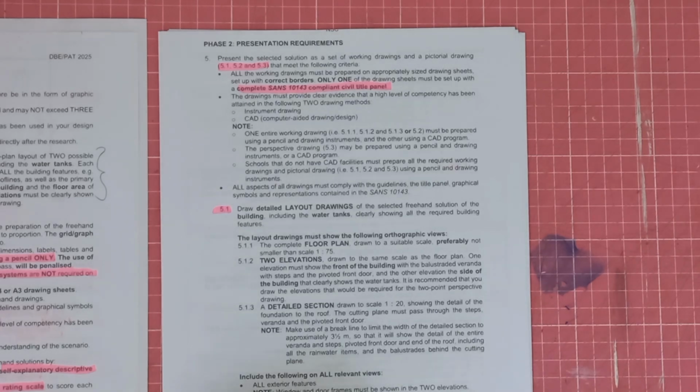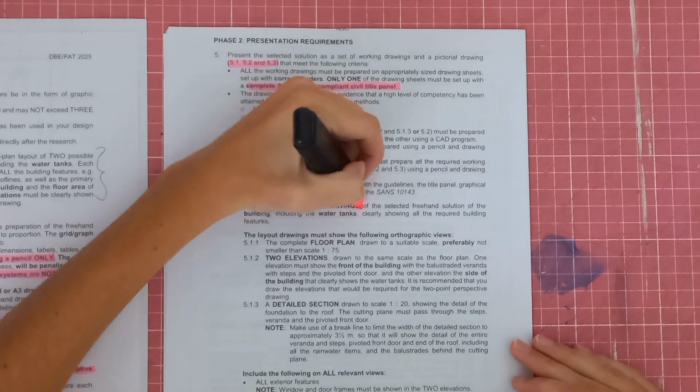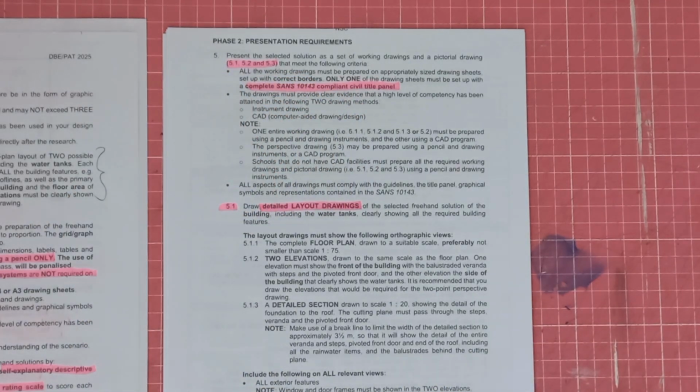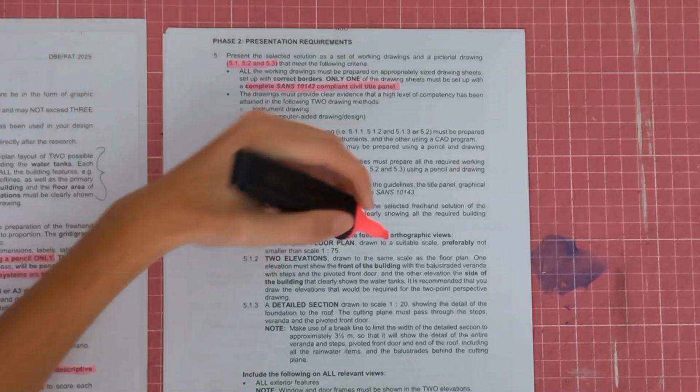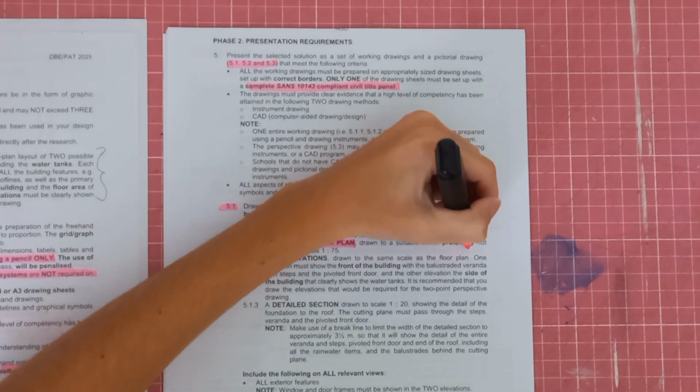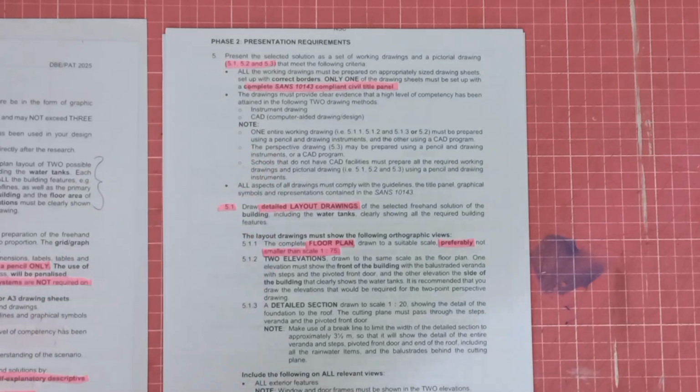Okay. Draw detailed layout drawings of the selected freehand solution of the building, including the water tanks, clearly showing the required building features. Now your layout drawings are your floor plans, okay? So your floor plans, your elevations, and your section, and they are going to be based on the drawing that you've chosen. Now again, if you make any changes, that is what's going to go into your comprehensive summary, okay? The drawings must show the following orthographic views: the complete floor plan drawn to a suitable scale, preferably not smaller than scale 1 to 75, okay?